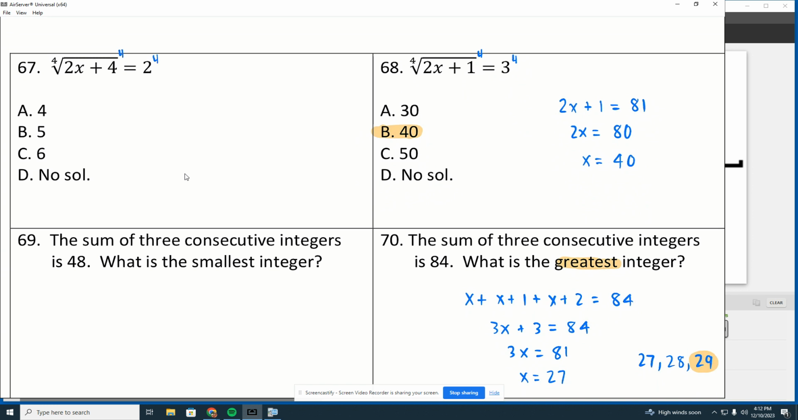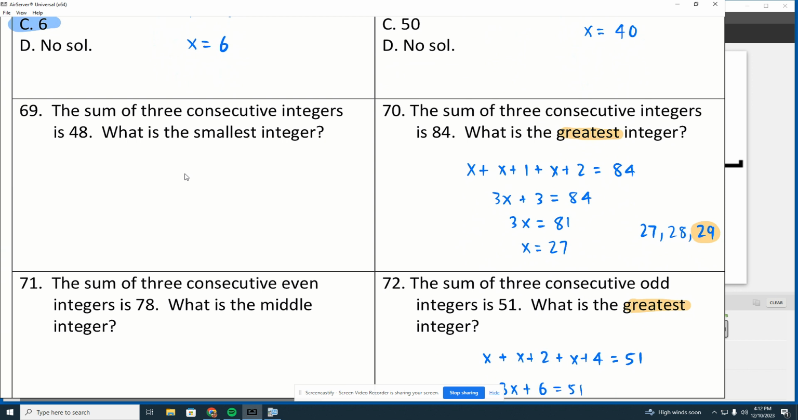That will take care of that on the left side. So 2x plus 4 will equal 2 to the fourth, which is 16. And then, of course, I'm going to subtract 4. That gives me a 12. I'm going to divide by 2, and that gives me a 6. Go plug it back in. 2 times 6, 12, plus 4, 16. The square root of 16 is 2. Perfect. C equals 6.